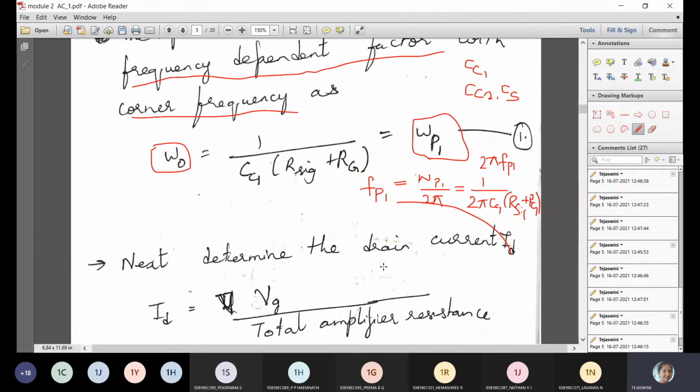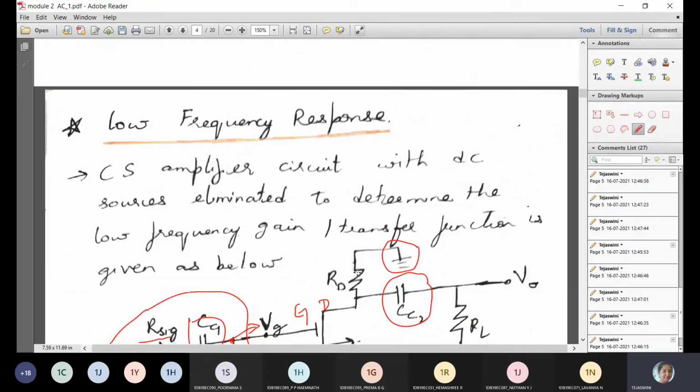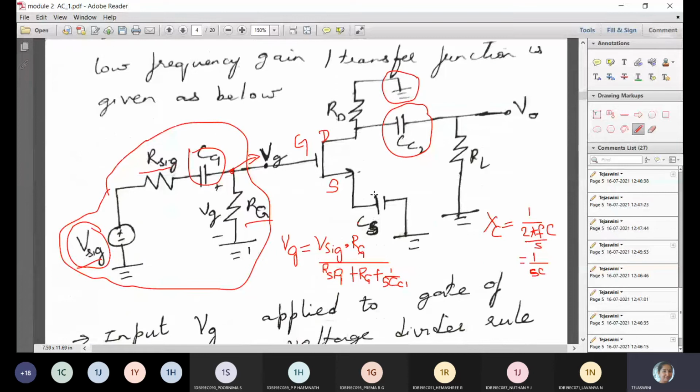Okay. Next, we need to find out at the source terminal. Next is CS. CS is a capacitor connected at the source terminal. I hope you have observed in the circuit here. Now I need to make the current flowing from drain to source frequency dependent. On the input side of CC1, I made VG frequency dependent. Now the current flowing from gate to drain to source, ID, is frequency dependent.